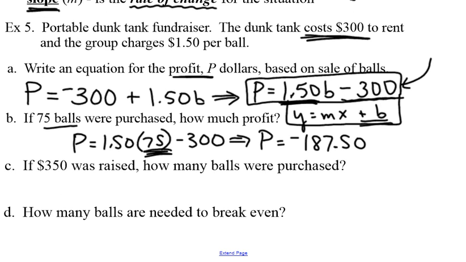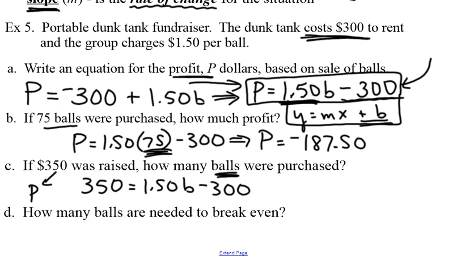If the group wanted to raise, or did raise, $350, that's now their profit. How many balls did they sell? Well, again, our formula: P equals $1.50 B subtract 300. This time we know the P is 350. We don't know how many balls they sold, but we do know that they lost 300 right off the bat. So we're going to add 300 to both sides and then divide by 150.